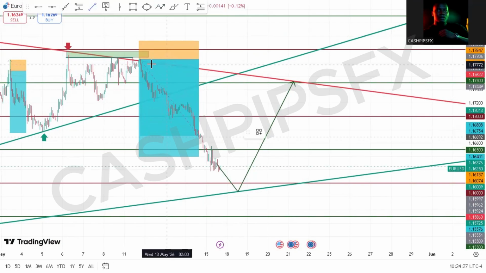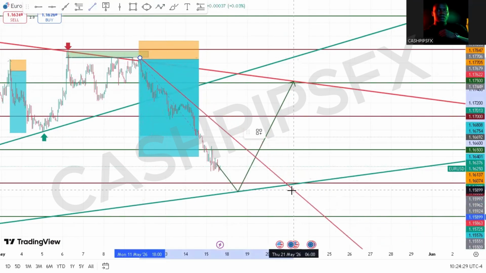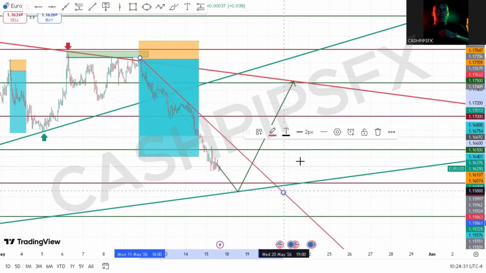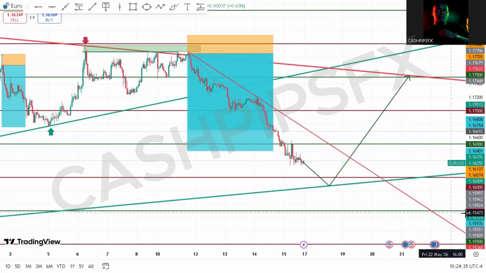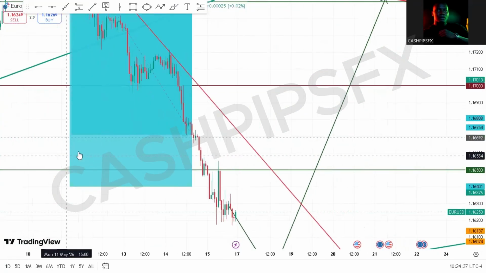And then if that happens, then we're going to create another trend line over here that is going to now be broken and then retested before we now take our buy opportunities on Euro USD. So that's what we're going to be having for this week.